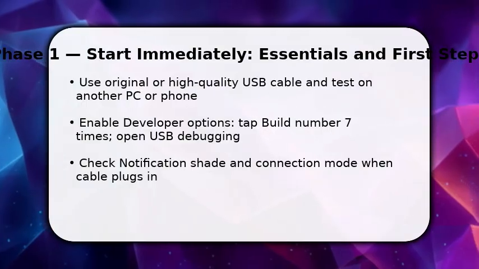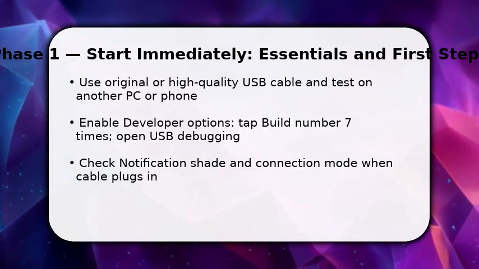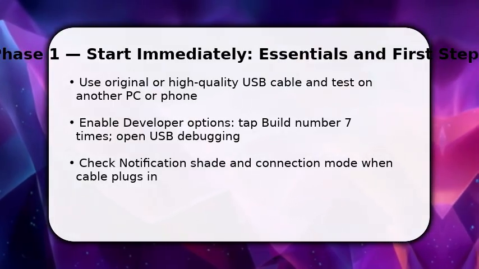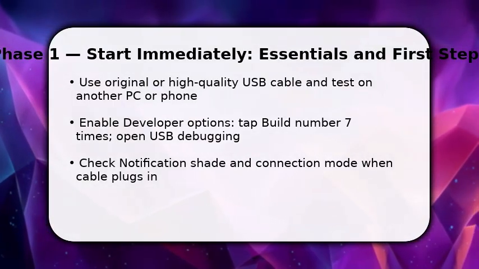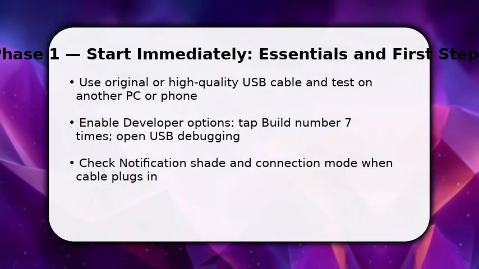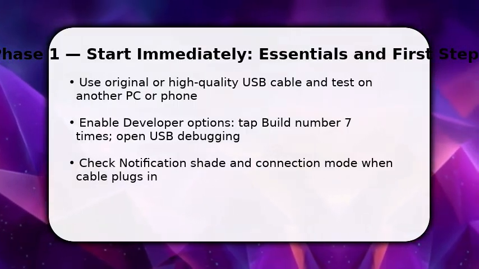You begin by using a known good cable and port. This rules out hardware. Once connected, unlock the phone and pull down the notification shade to see the USB mode. If prompts are missing, enable developer options by tapping build number 7 times in Settings About, then turn on USB debugging. This exposes connection logs and options.